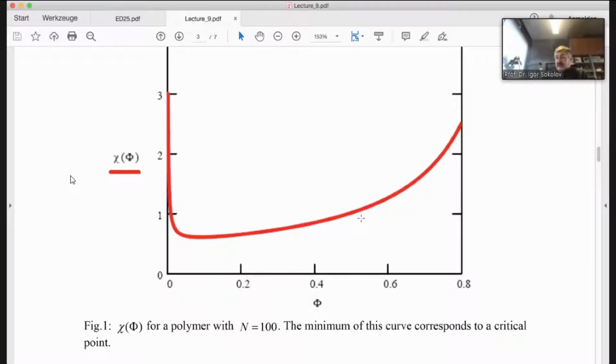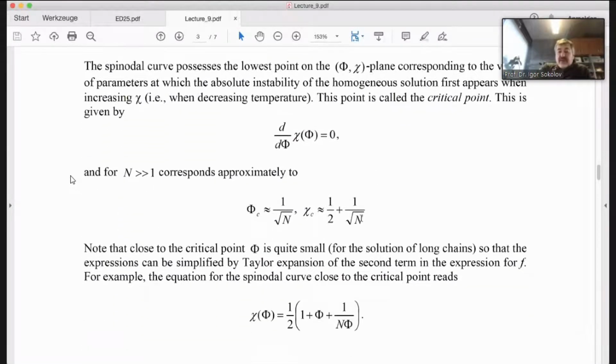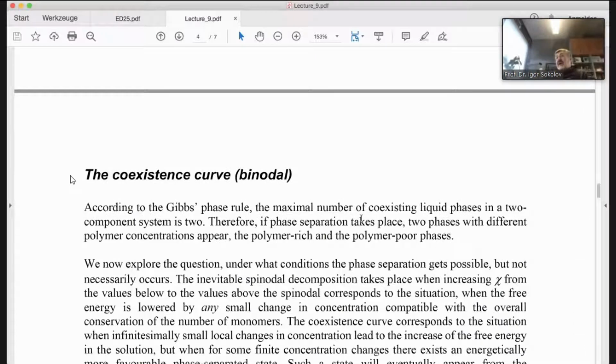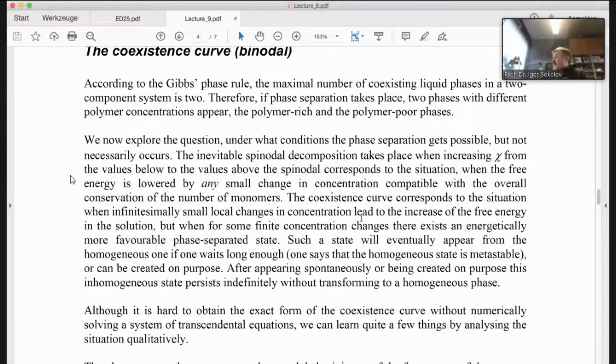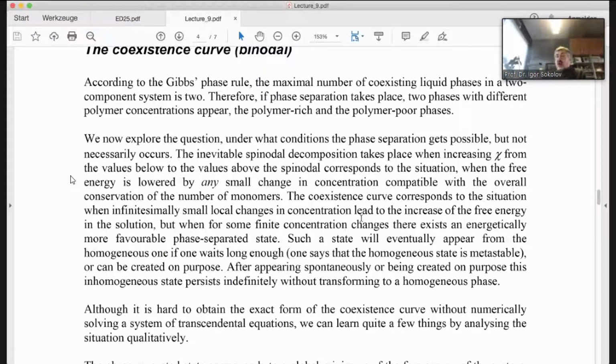So now I'm interested in the opposite situation. When do I always have a single phase? And there will be another curve which we discuss now. When do I have a single phase? I have it in the case when whatever two-phase situation, which means the optimal two-phase situation, which means a two-phase situation with total minimum of free energy, is worse than the one-phase situation.